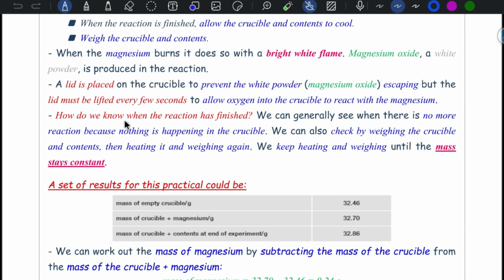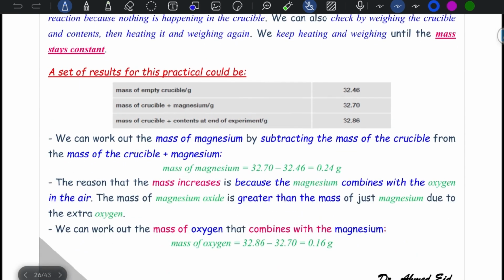How do we know when the reaction has finished? We can generally see when there is no more reaction because nothing is happening in the crucible. We can also check by weighing the crucible and contents, then heating and weighing again. Keep heating and weighing until constant mass. You may be asked about this part tomorrow.